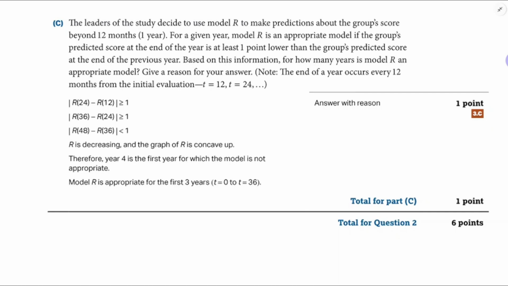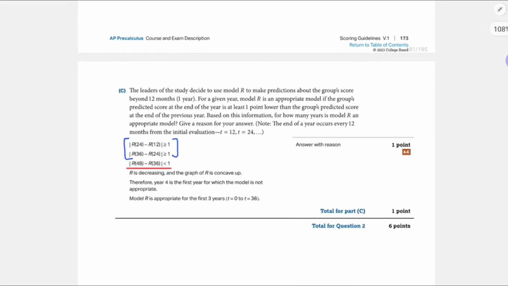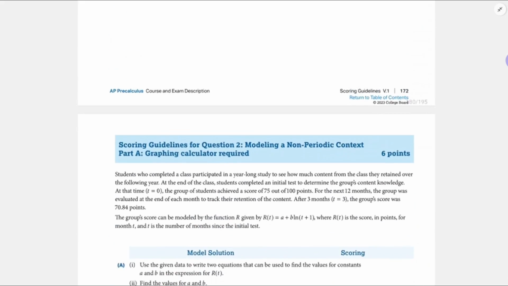Now, I'm kind of starting to wonder if I needed to have noted that for the first 2 or 3 years, the difference was still greater than 1. I think probably what you really need to have to hit the mark for this one is that difference being less than 1, at least in absolute value. And that was kind of what I saw once I realized, oh, it's a negative number. It's definitely less than 1. But that's the scoring guidelines for AP Pre-Cal free response question 2.